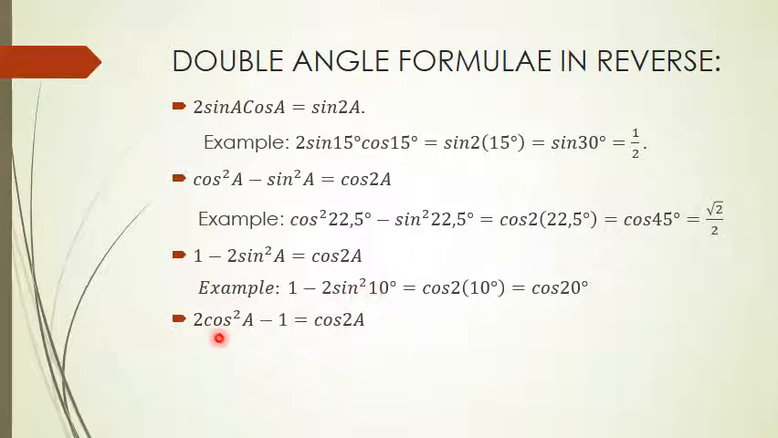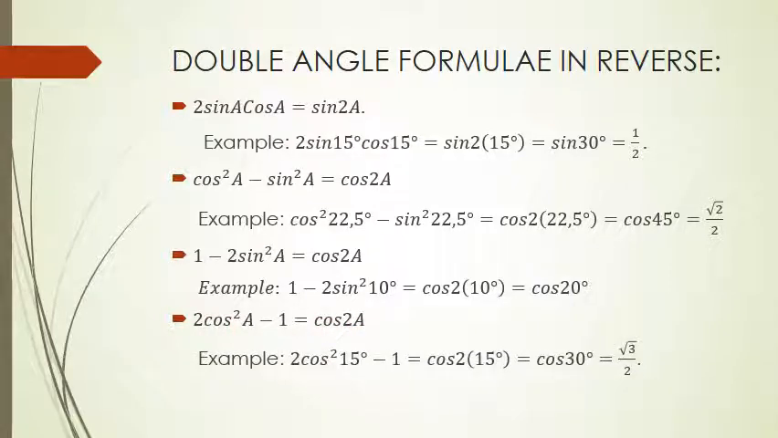The last version: 2 cos squared A minus 1 equal to cos 2A. And then an illustration, 2 cos squared 15 degrees minus 1 equal to cos 2 times 15 degrees, which is equal to cos 30 degrees on multiplying 2 times 15. And this is a special angle, so cos 30 degrees is root 3 over 2.